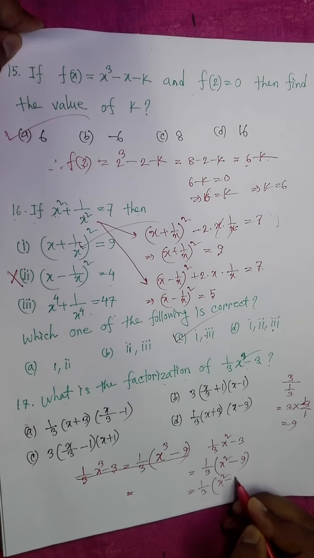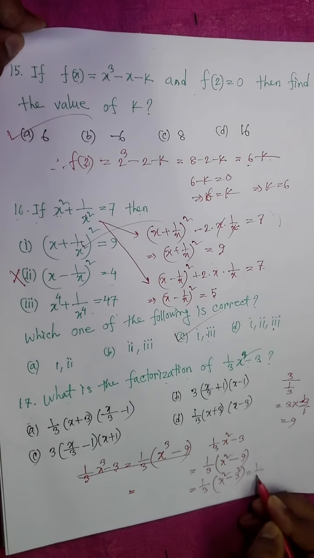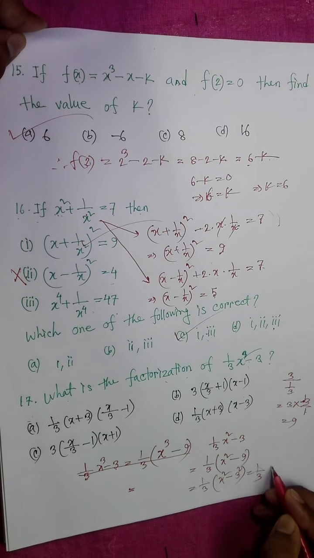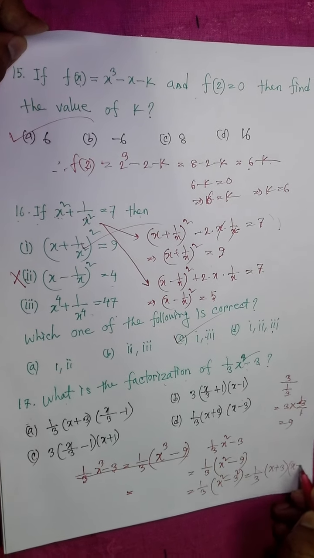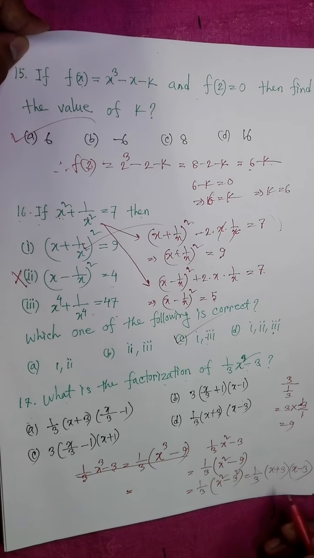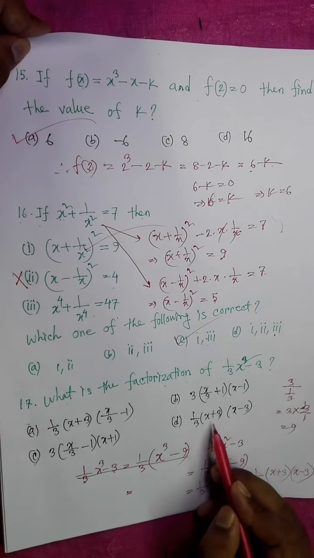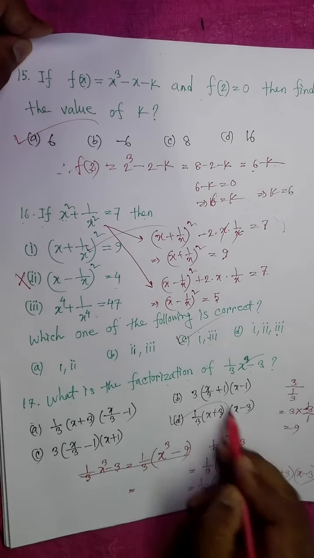Now 1 by 3 x square minus 3 square. So 1 by 3 a square minus b square. Formula is a plus b into a minus b. So our answer is 1 by 3 x plus 3 into x minus 3.